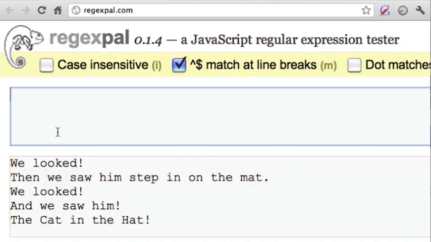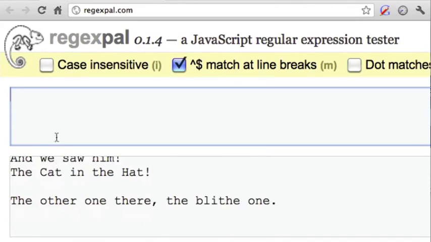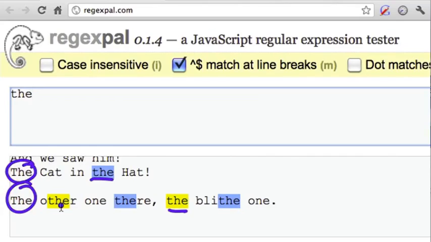All right, let's do one more example. Let's look at this little sentence here, the other one there, the Blythe one. Let's walk through how to search for words. Let's find the word, all the word the in this little passage. So think for yourself how you would do this. Well, the simplest thing you might do is just type the, T-H-E. And that does a good job of finding this the here. It finds this the and that the, but it misses these two thes. It also finds some other things.